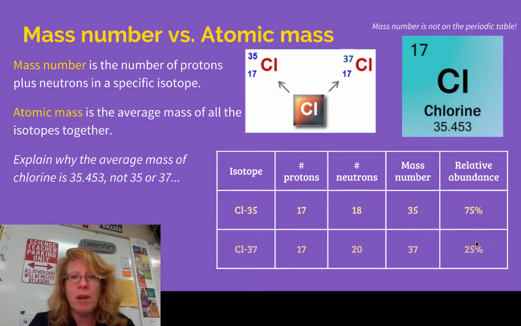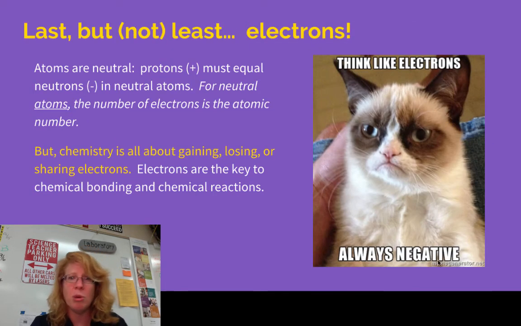And then that last part, relative abundance: chlorine-35 is a lot more common. About 75% of all the chlorine in the world is chlorine-35. Only 25% of it's chlorine-37. So if you average together 35 and 37, the average sometimes people think is 36, right in the middle. But because chlorine-35 is so much more common, the average gets drug over towards that side. And if you take a look, that's why the average mass of chlorine is about 35.5. It's not right in between the two mass numbers. It's kind of drug over to the side. We'll do an example of that in class to give you a little more details.